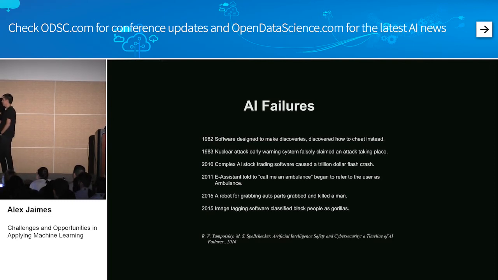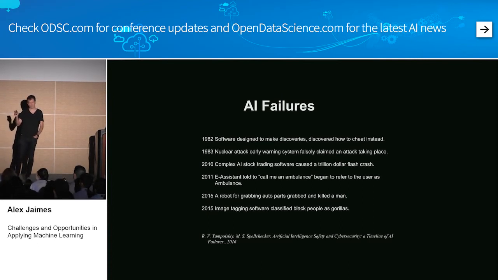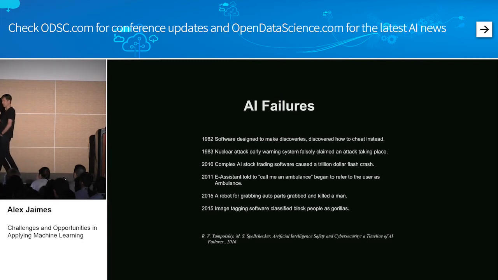2015, a robot for auto parts grabbed a man and killed him. 2015, an image tagging software classified black people as gorillas. This is one example where understanding the types of errors and the impact is really, really critical. So if you use the Google API today for labeling images, it doesn't have that category, right?